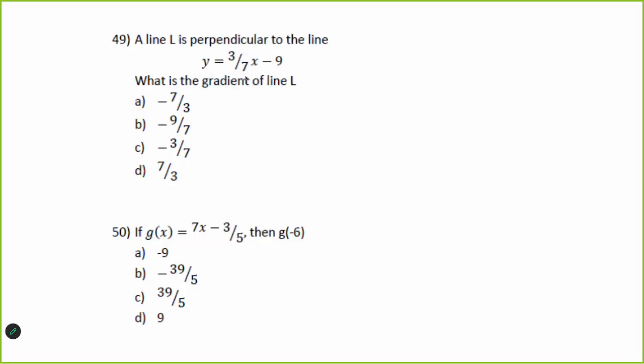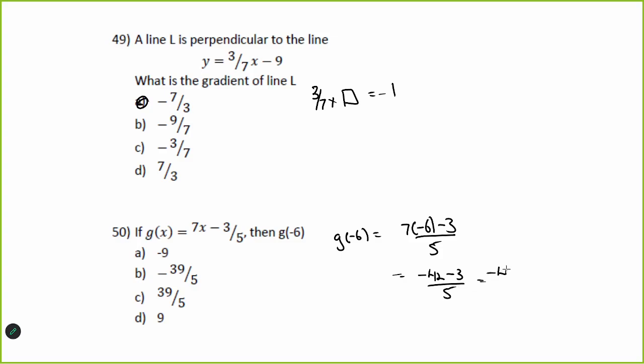This one here, the gradient of the line, the perpendicular lines. Again, perpendicular lines: the product of their gradients is -1. So 3 over 7 multiplied by the gradient of line L is equal to -1. That would be -7 over 3, which is E. Right? So G of -6 would be 7 by -6 minus 3 over 5. That is -42 minus 3 over 5, which is -45 over 5, which is -9, which is E.